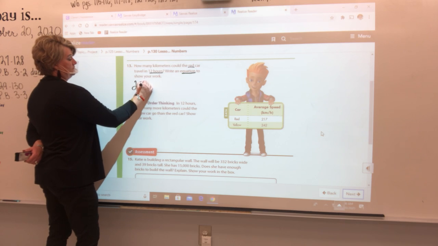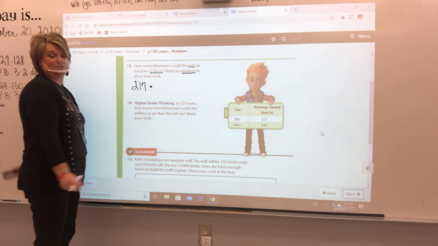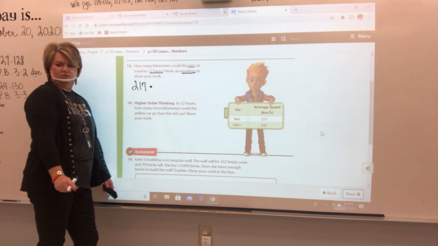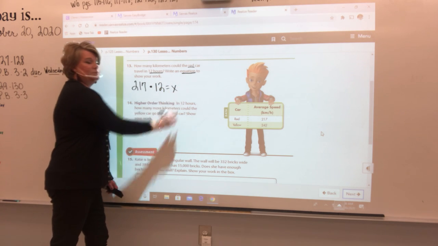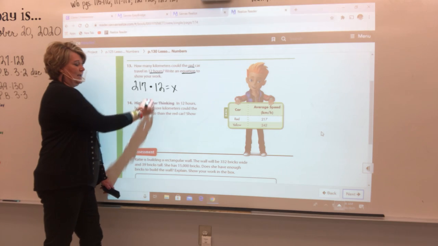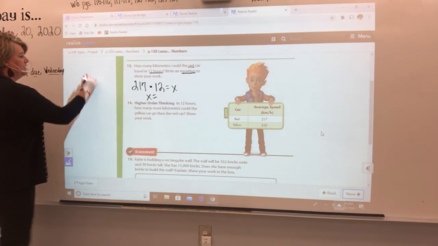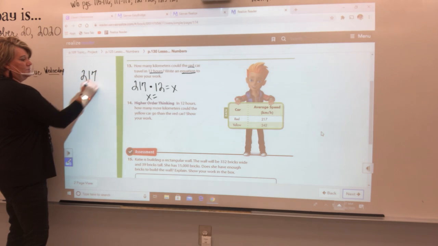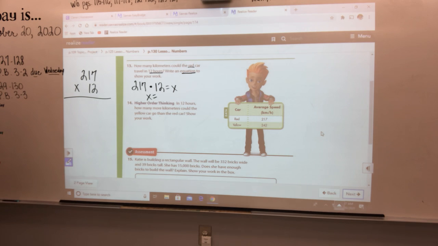217 times 12. Okay, I'm going to teach you something today. That little dot right there can stand for times as well. I don't remember if I told you that yesterday. Did I? Okay, 217 times 12 equals x. And then underneath it, we're going to have to figure out what x equals. So on scrap paper, here we go. 217 times 12.